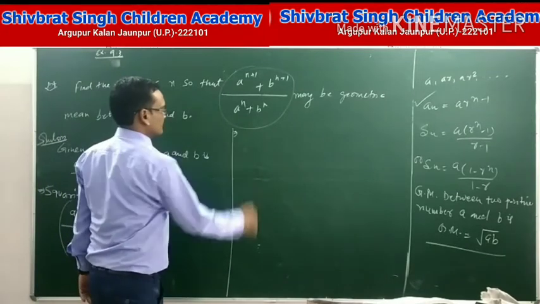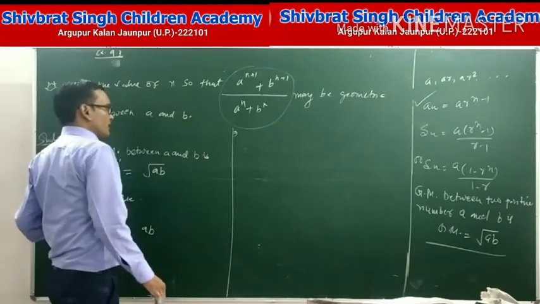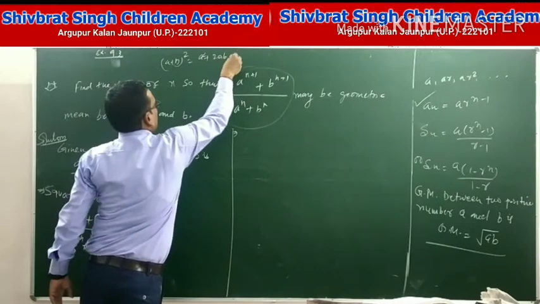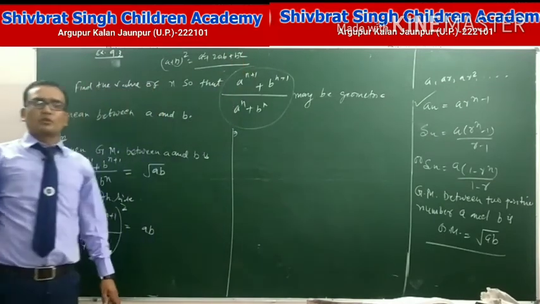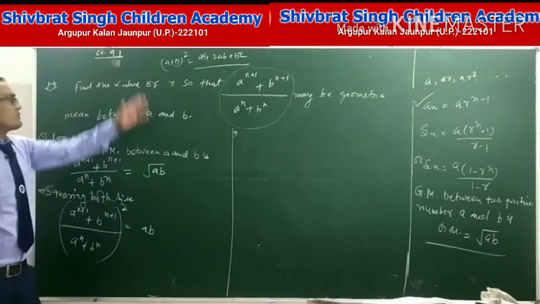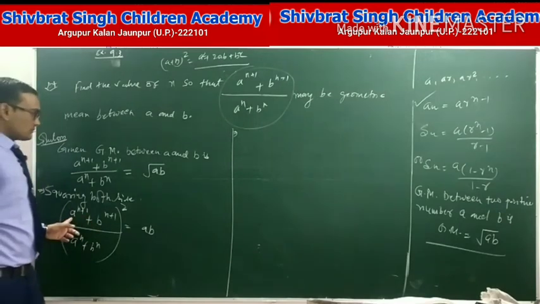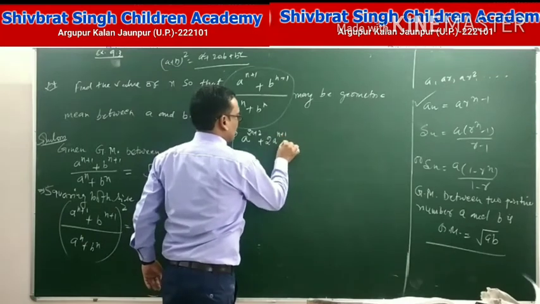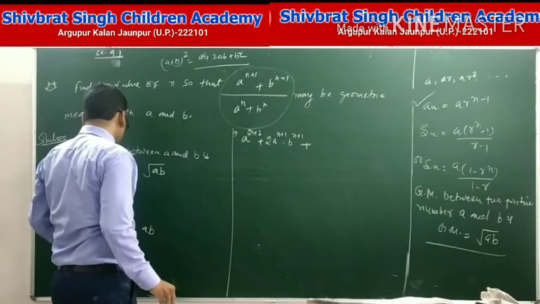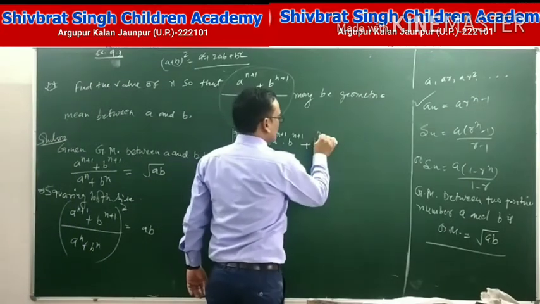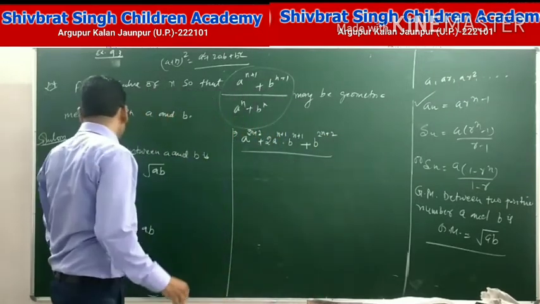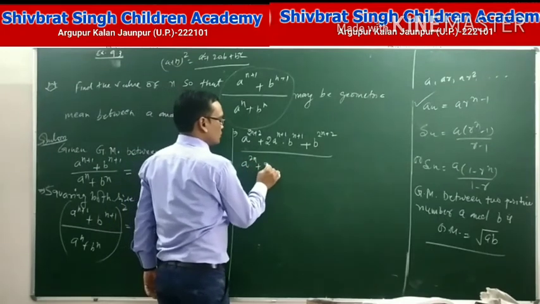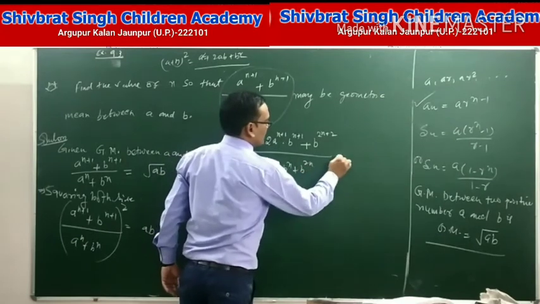This implies that, using the formula (a plus b) whole square equal to a square plus 2ab plus b square, and finding the value of this: a to the power 2n plus 2 plus 2 a to the power n plus 1 into b to the power n plus 1 plus b to the power 2n plus 2 upon a to the power 2n plus 2 into a to the power n b to the power n plus b to the power 2n, equal to ab.